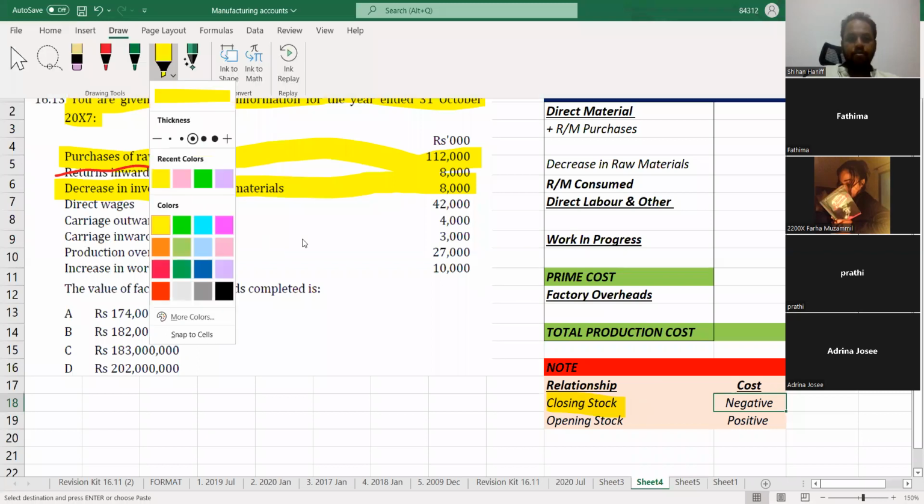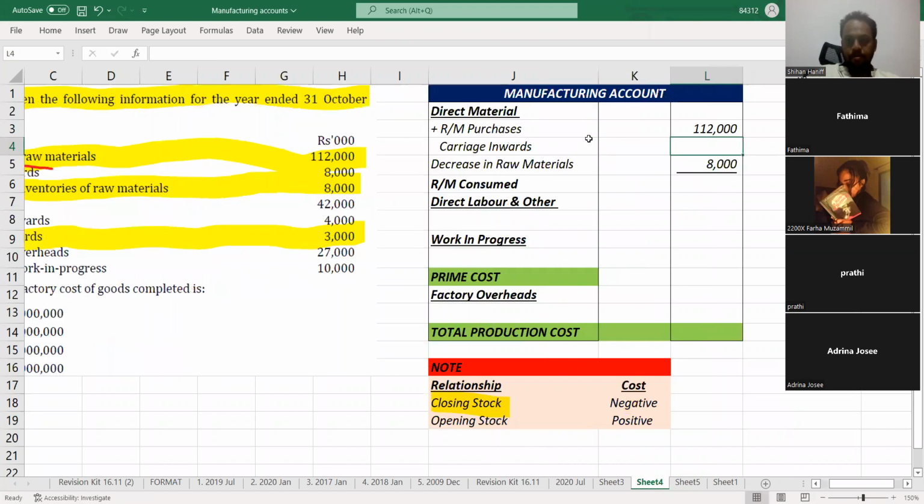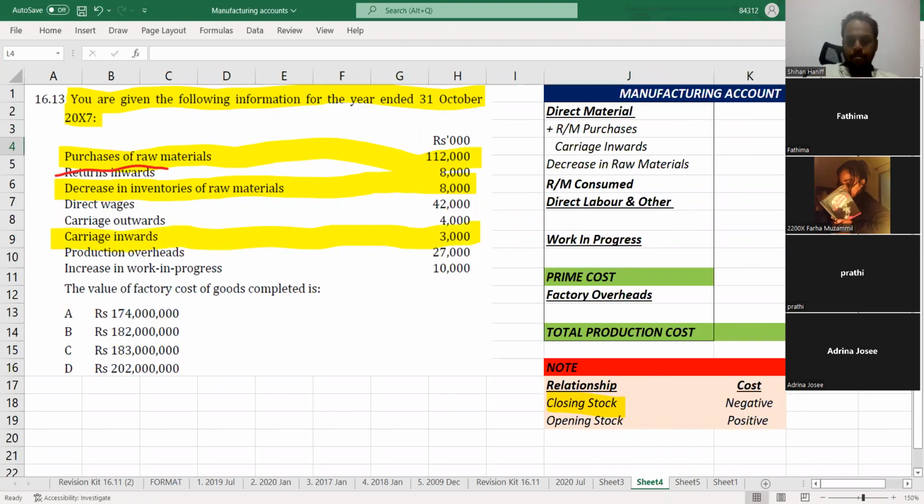There is carriage inwards, so carriage inwards comes here. Then you get raw material consumed. Opening raw material and closing raw material difference we have taken here. Decrease means increase. Direct wages. Now tell me how much.